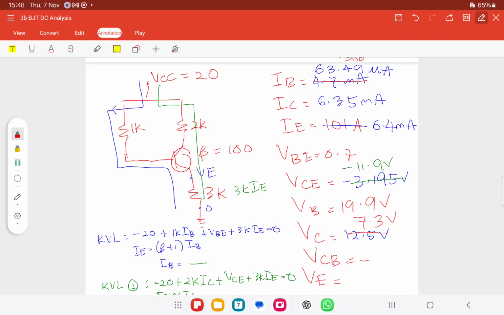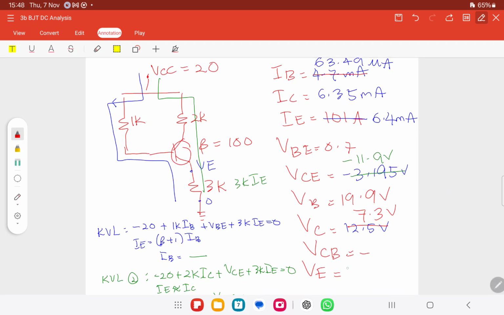Okay. 19.2. Which one 19? 19 point? 3K darab dengan 6.4 mili. Okay. Oh, patutlah VCE dapat negatif sebab voltage kat atas tu lagi kecil. Okay. Okay, VCB. Last one, VCB.